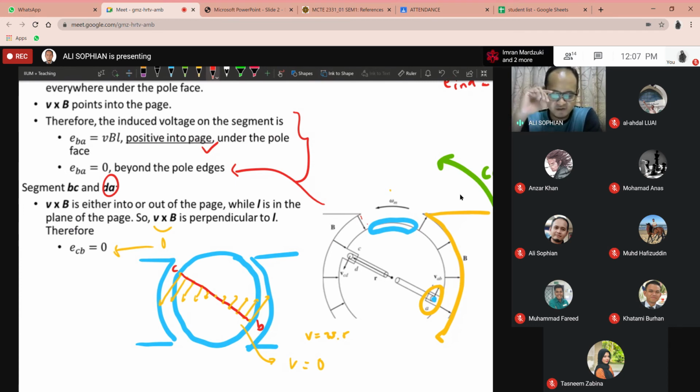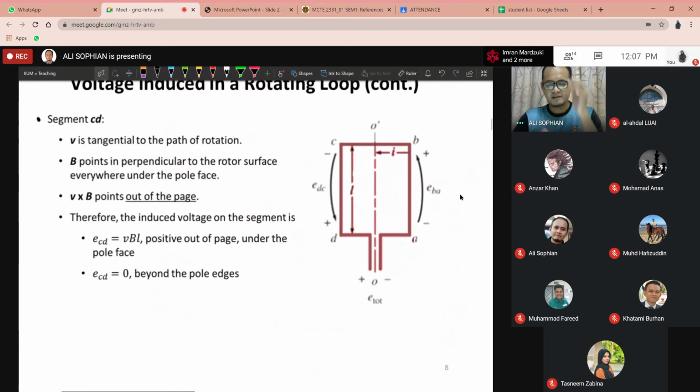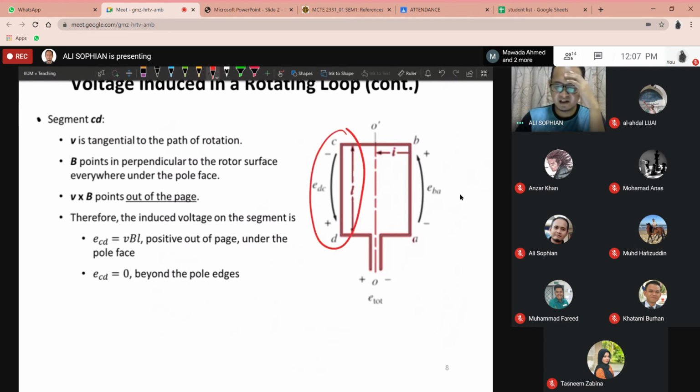Now the one segment left is the segment on the left-hand side, which is segment CD. And the good thing is segment CD is very much similar to segment AB. So this is segment CD, and we already calculated segment AB. So we just follow the same steps as we worked out the value of induced voltage on segment AB. But now you just need to adjust the directions of the vectors.